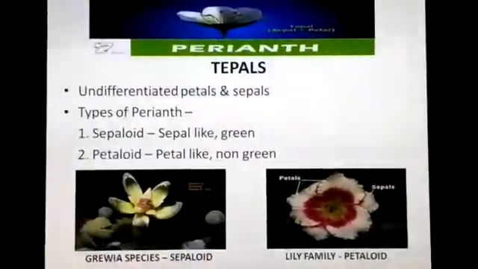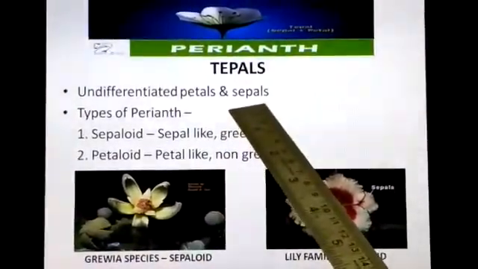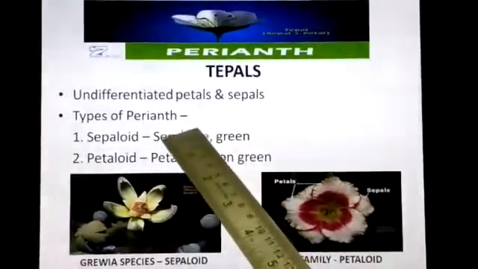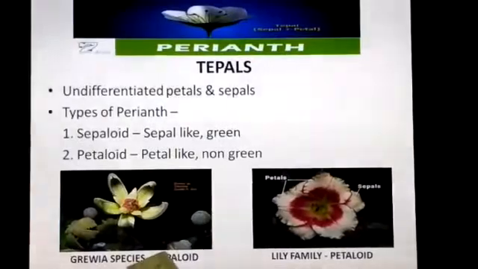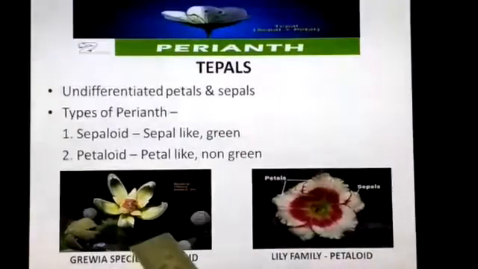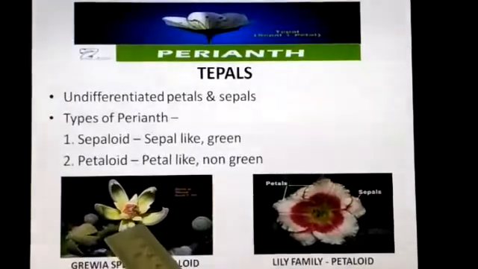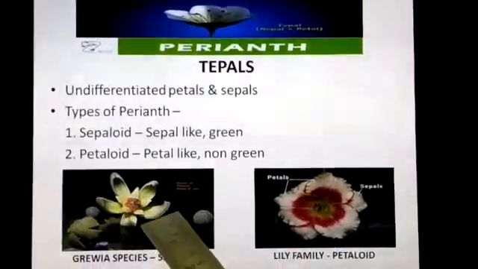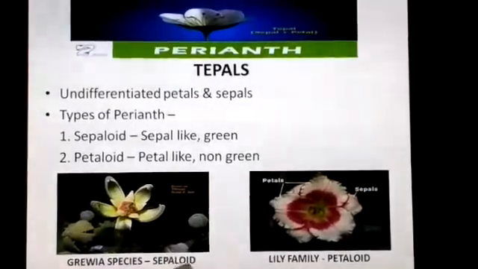Let's know about perianth. When petals and sepals remain undifferentiated, they look alike, then they are termed as perianth or tepals. Perianth is of two types, sepaloid and petaloid. Let's understand the two terms sepaloid and petaloid looking at these two flowers. This is a flower of Grevia species. Here the petals, which are generally colored, are green looking like sepals. So such a perianth in which the petals resemble sepals is termed as sepaloid perianth.